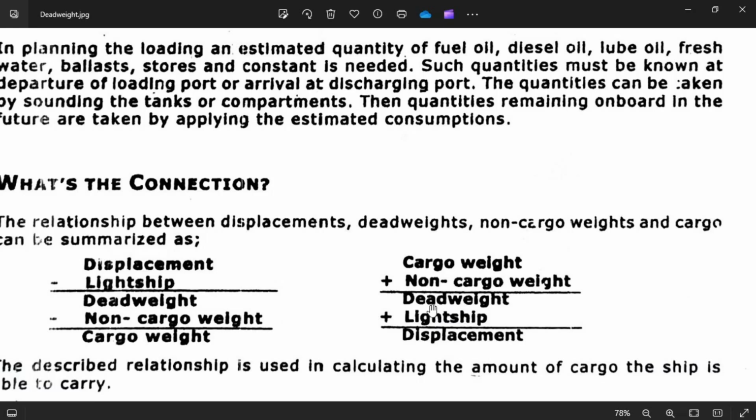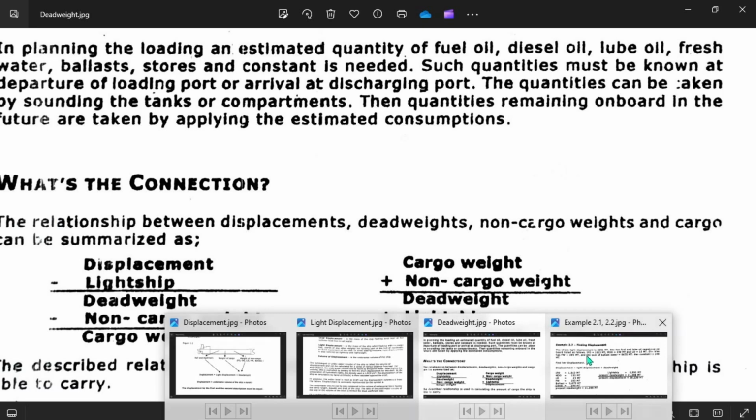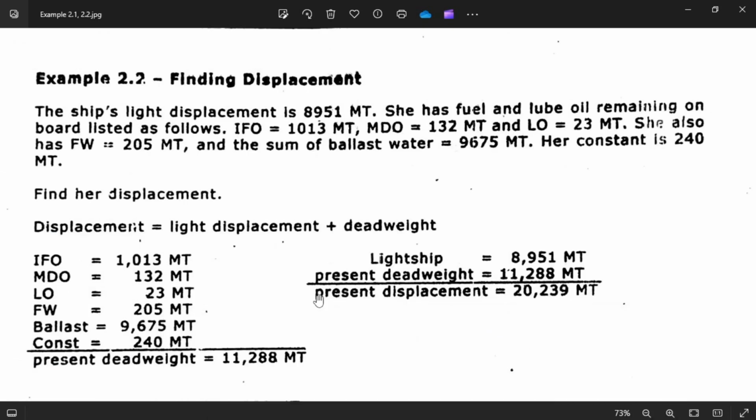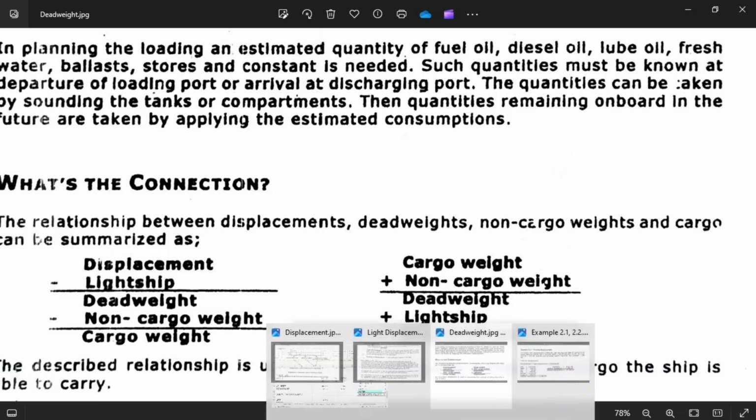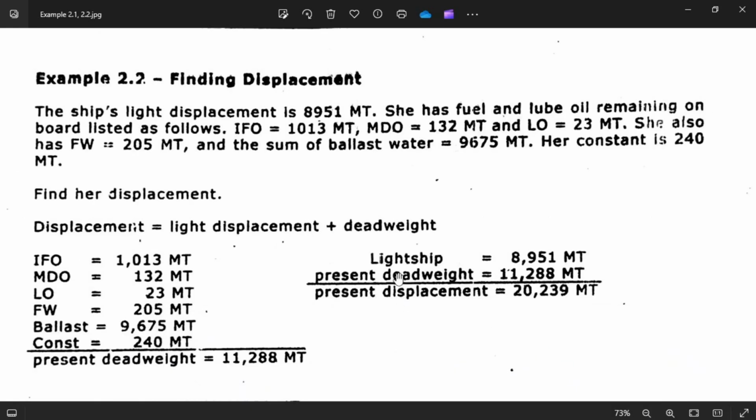Okay, so here he has already his deadweight. This is the present deadweight. And plus your light ship, that will be your present displacement, which is this one, guys. So deadweight plus your light ship, then will be your displacement. Light ship plus your present deadweight will be your displacement. Okay.